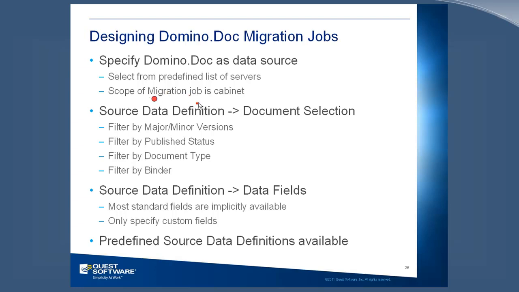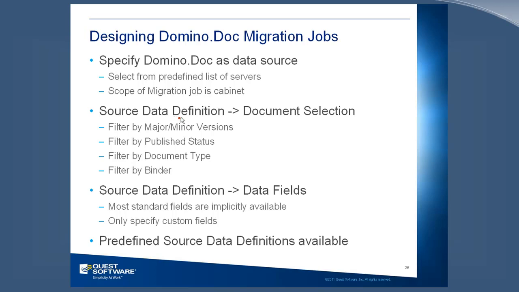So the scope of one migration job is a cabinet. Typically one cabinet is implemented with one or more Notes databases, and that's kind of virtualized. So it looks just like one cabinet, but for scalability, one cabinet might be blown out to 3 or 4 different Notes databases. And so our tool just handles that for you automatically. You create a migration job for the cabinet, and we'll go through all the databases that are configured to be part of that cabinet.